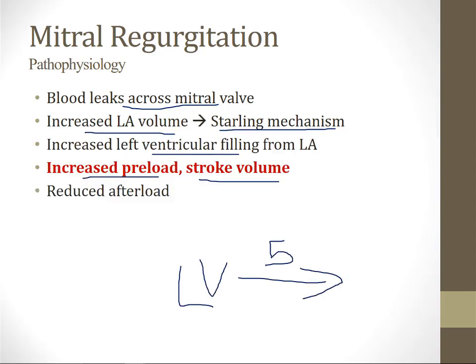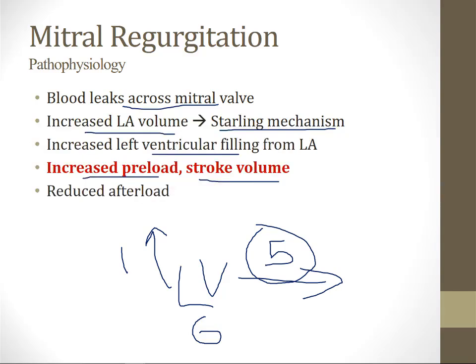Another way to think about this is if the left ventricle needs to pump 5 liters per minute forward to the body to meet the body's oxygen requirements, and then it develops a leaky mitral valve such that 1 liter per minute is going backwards into the left atrium. The left ventricle now has to pump a total of 6 liters in order to still meet that body's need of 5 liters per minute going forward. So anytime there's mitral regurgitation, the left ventricular stroke volume has to go up so that the ventricle can continue to meet the needs of the body.